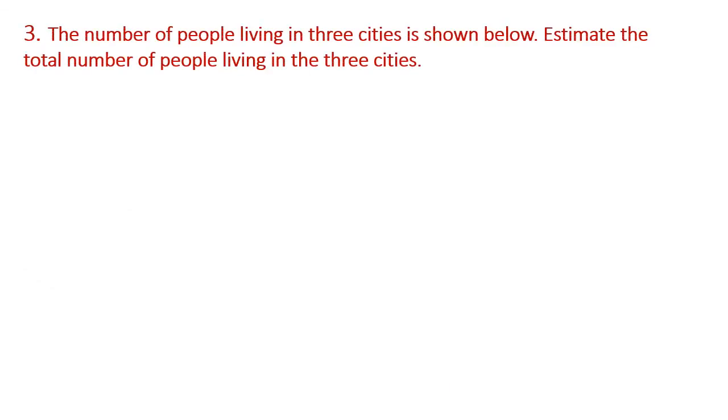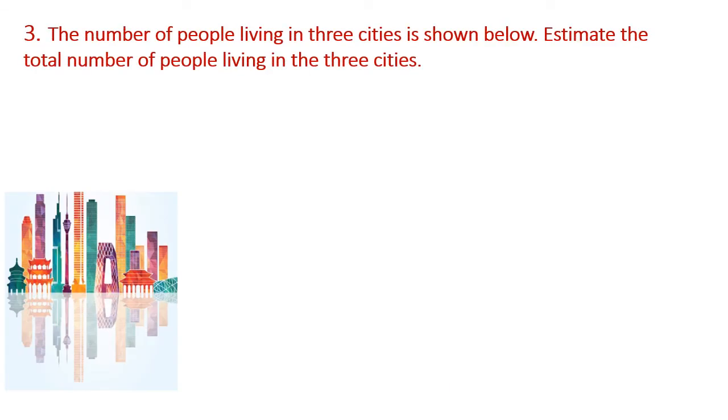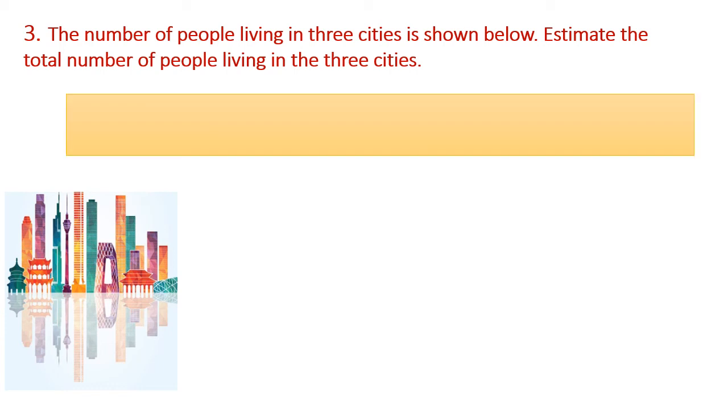The next question is saying the number of people living in 3 cities is shown below. Estimate the total number of people living in the 3 cities. So basically the number of people in 3 cities is given. City A has got 17,99,200 people. City B has 17,63,920 people. And city C has got 17,05,000 people. Now we have to estimate the total number of people living in the 3 cities.